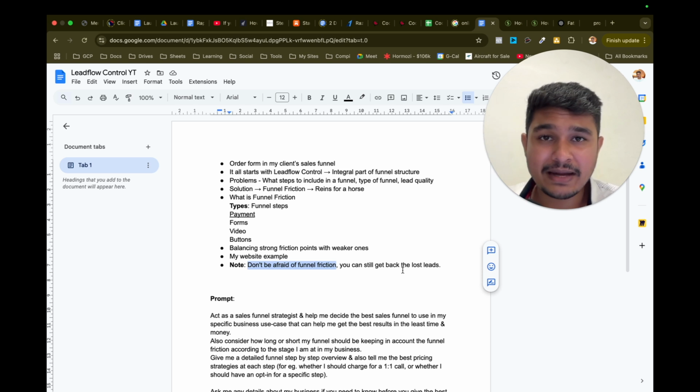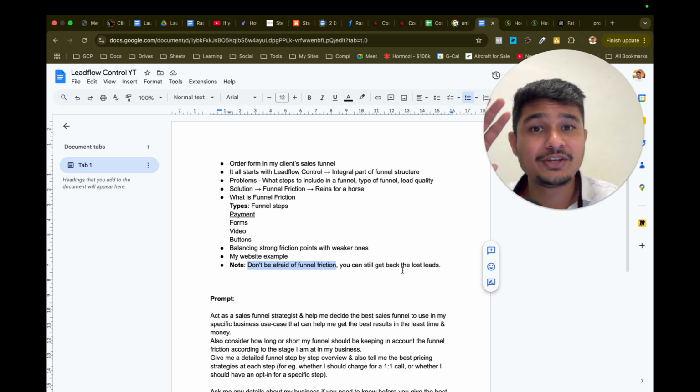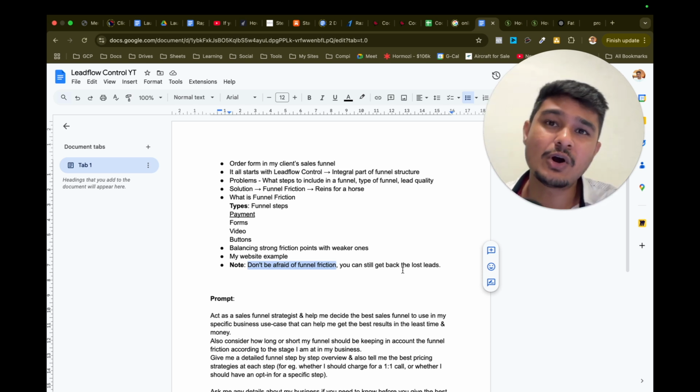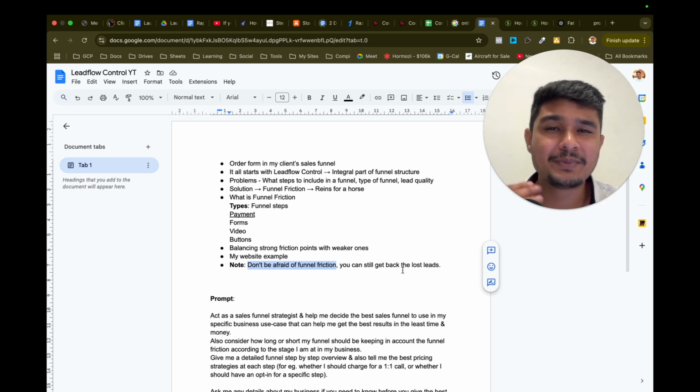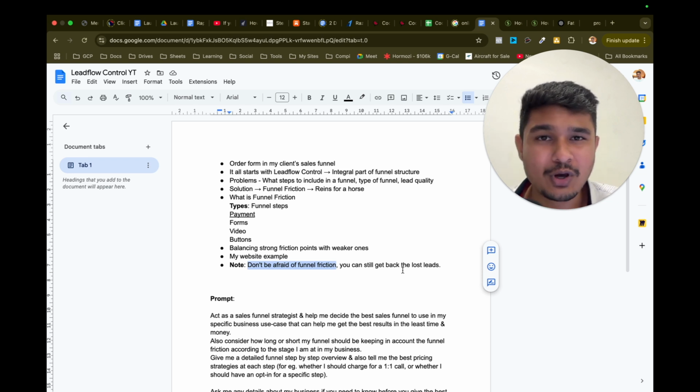And again, coming back to the same question that my client asked, whether you should have the checkout form on the sales page or on a separate step. All of these questions will be super simple to decide, super simple to solve, basically, the moment you start understanding the fundamentals that we just discussed.